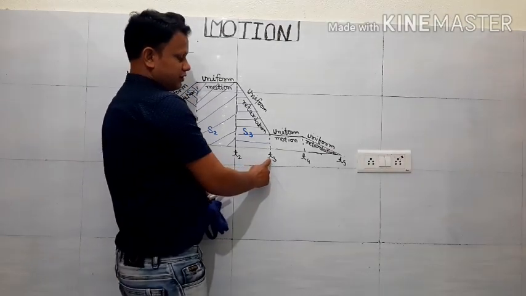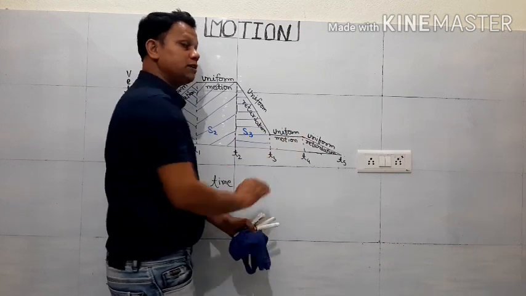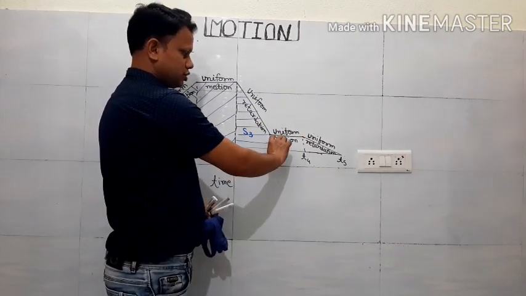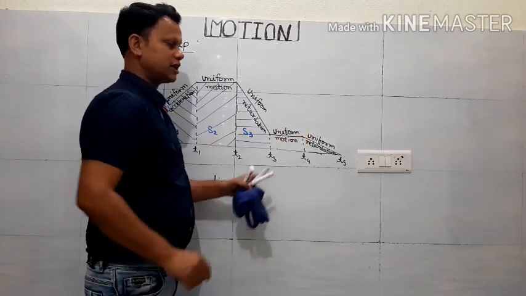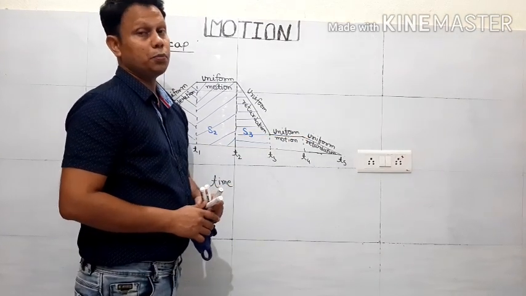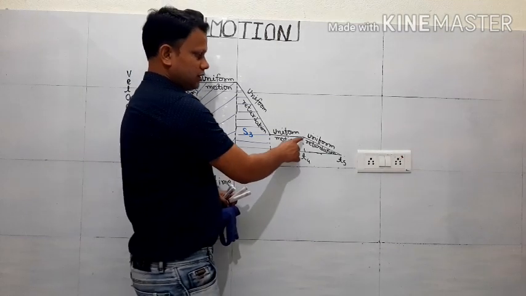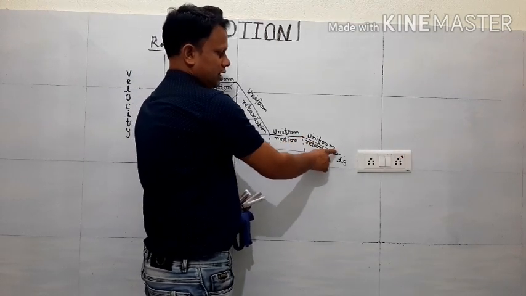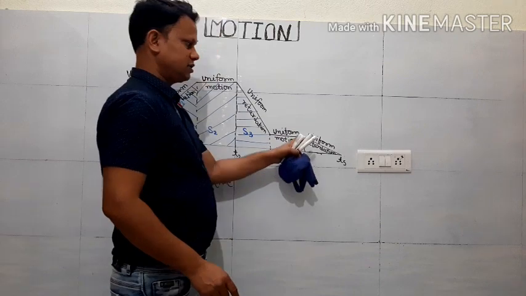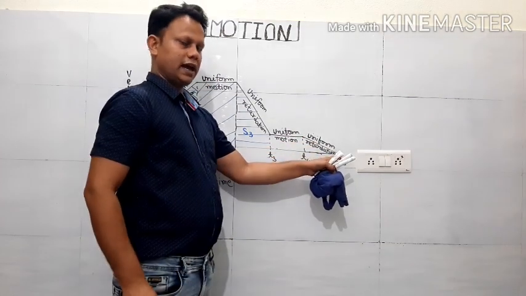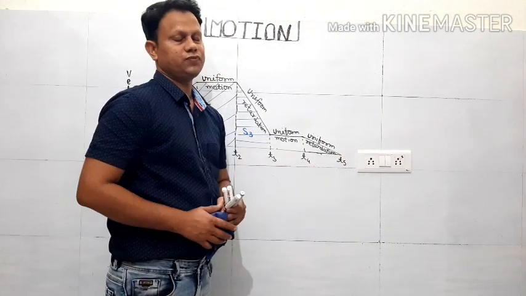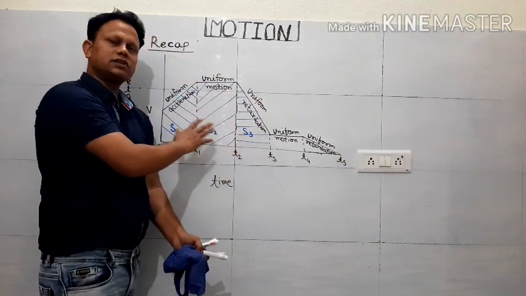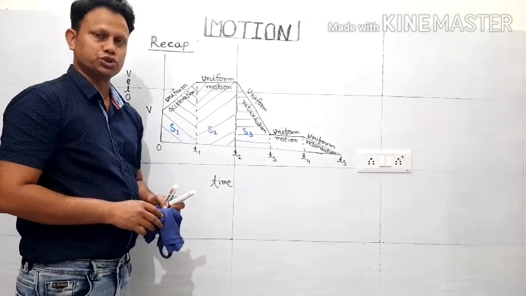Then between t3 and t4, again the line has become parallel. That means the speed is not changing for this interval of time, so again it's a case of uniform motion. And finally, it's coming down and meeting the time axis. That means it's a uniform retardation again, and finally the body comes to rest. So in the various parts of this graph, you can observe different types of motion.